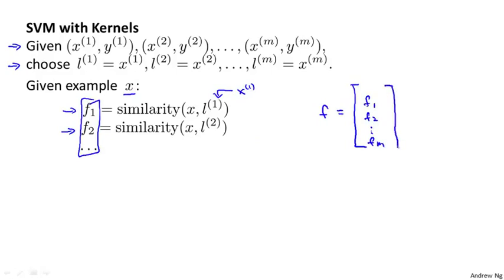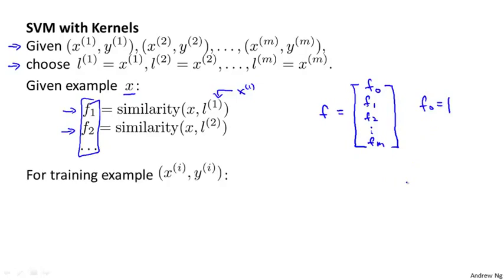I'm going to take these F1, F2, and so on, and just group them into a feature vector that goes down to Fm. And just by convention, if we want, we can add an extra feature F0, which is always equal to 1. So this plays a role similar to what we had previously for x0, which was our intercept term. So for example, if we have a training example xi comma yi, the features we would compute for this training example would be as follows. Given xi, we would then map it to f1i, which is the similarity. I'm going to abbreviate it as SIM instead of writing out the whole word similarity.